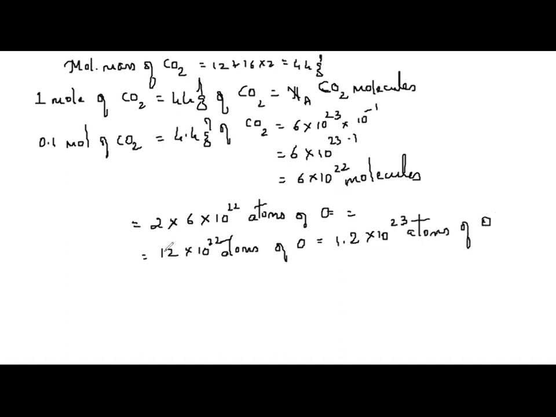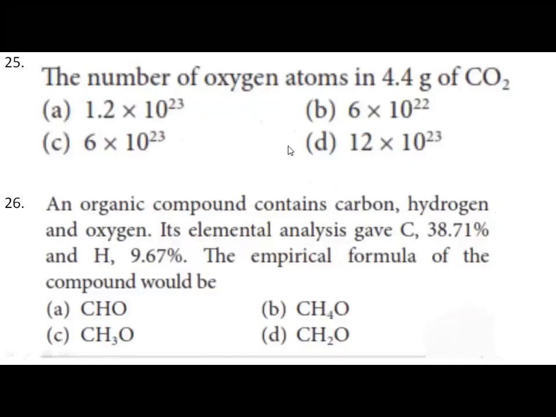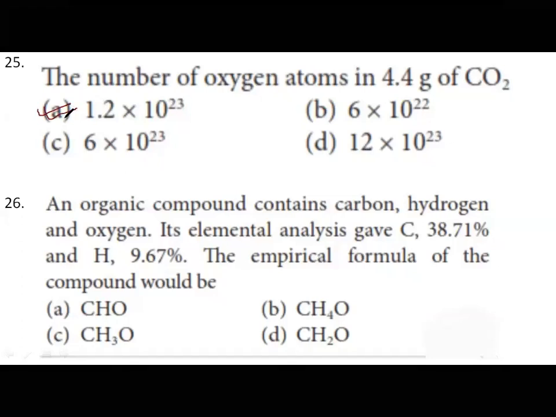Correct? 12. Shifting decimal point to the left, plus 1. 1.2 into 10 raised to 23 atoms of oxygen. I took it in scientific notation because my options are present in scientific notation. 1.2 into 10 raised to 23. Correct? Okay. Moving to the next question.